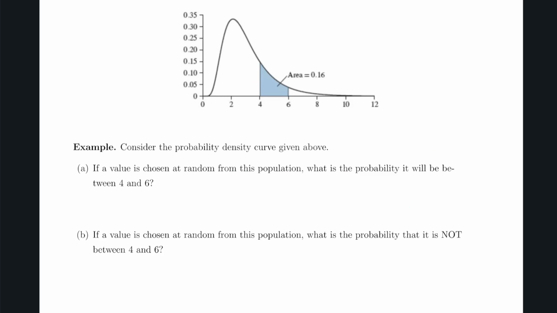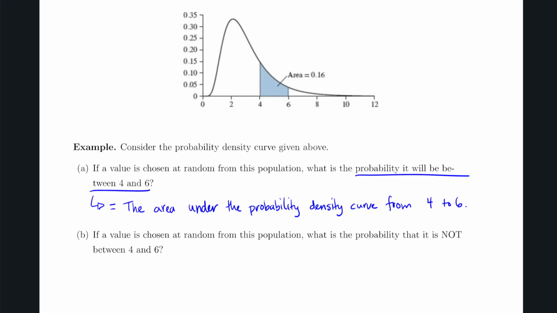So let's work with the ideas that we discussed above. We've got our same curve here, a probability density curve that we've discussed previously. Now we're asked, if a value is chosen at random from this population, what is the probability it will be between 4 and 6? The probability that it will be between 4 and 6 is equal to the area under the density curve from 4 to 6, which we see from the graph above is given to us to be 0.16. So the probability will be 0.16.